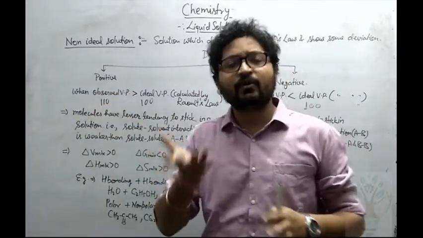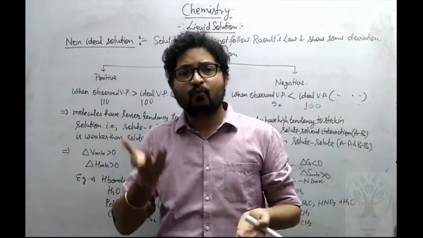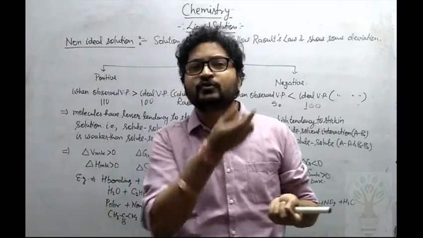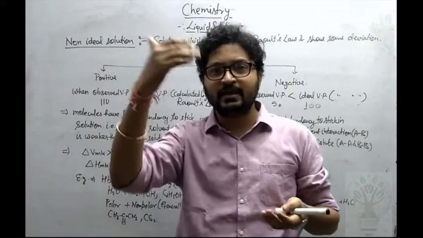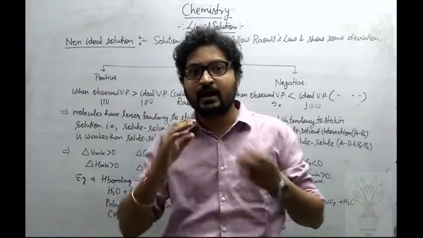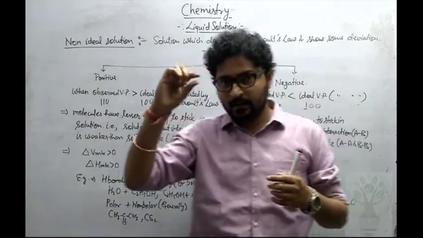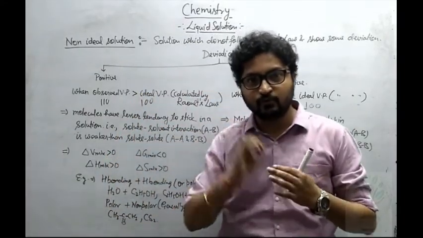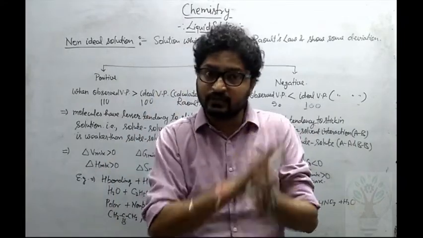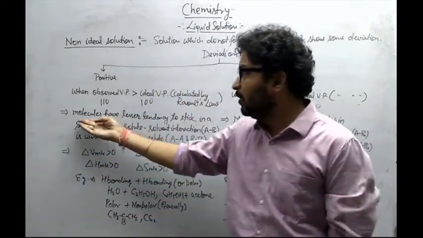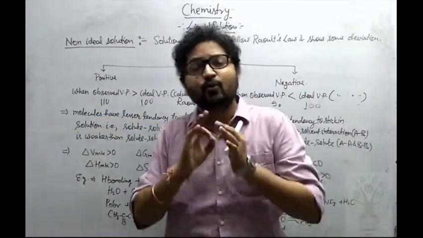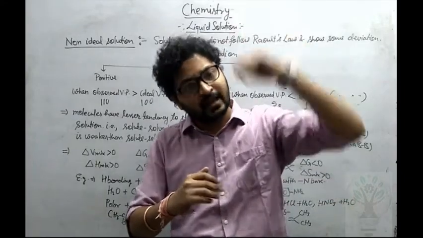Now let's check the quality of positive deviation and negative deviation. When we are having more vapor pressure than expected, what does it mean? Our molecules want to stick to vapor form, not to solution form. That's what I have written here: molecules have a lesser tendency to stick in a solution. They don't want to stay in solution, they want to stay in vapor form.